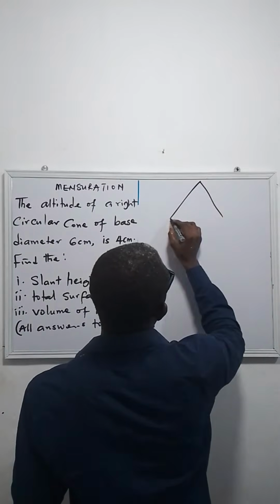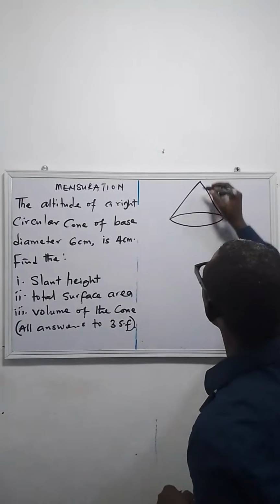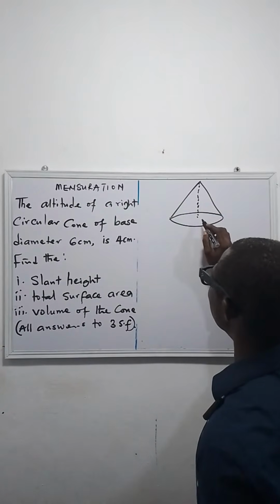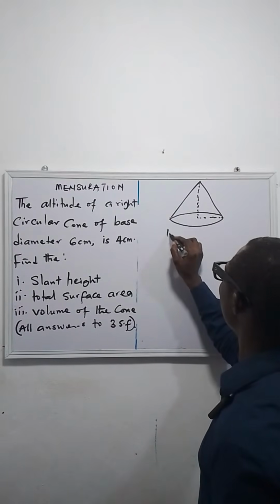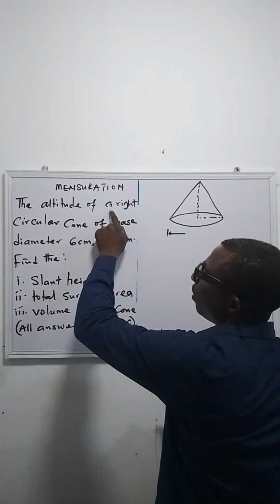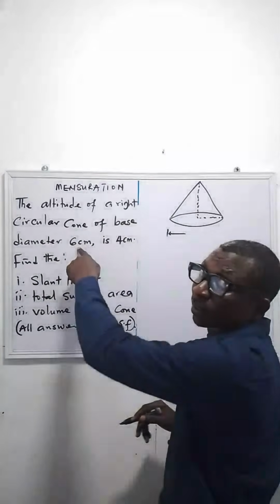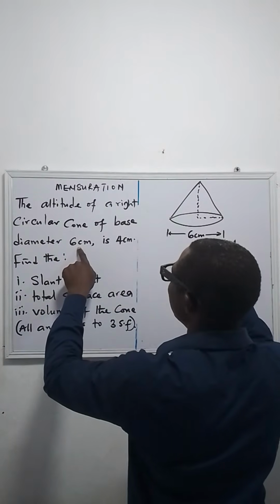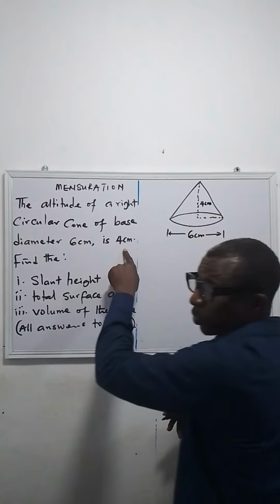The cone in the question, we have an altitude, which is the height, and we also have the radius. But in the question, we are given the diameter. Now the altitude of a right circular cone of base diameter 6 centimeters is 4 centimeters. So the altitude is 4 centimeters. I hope you understand that.